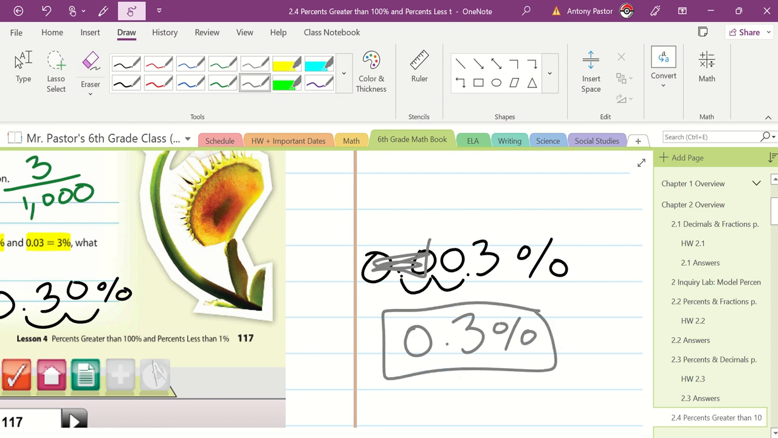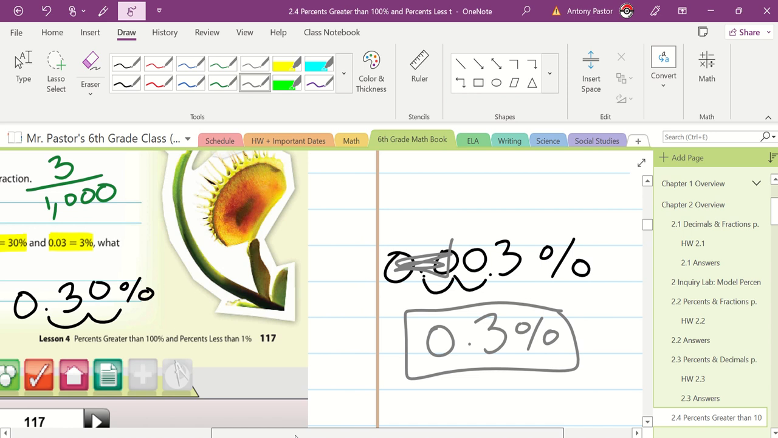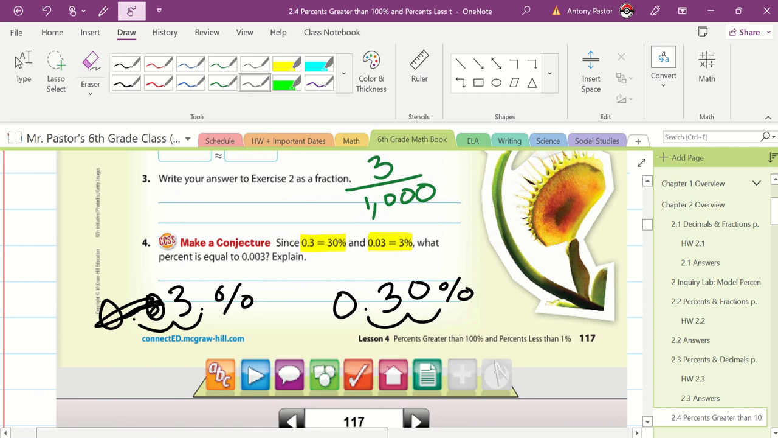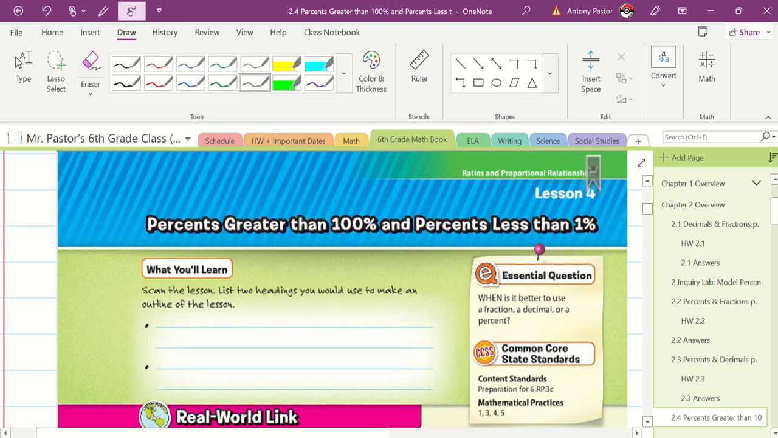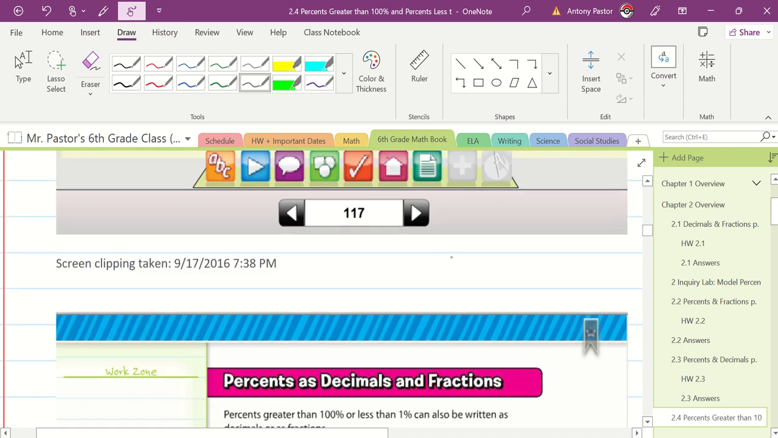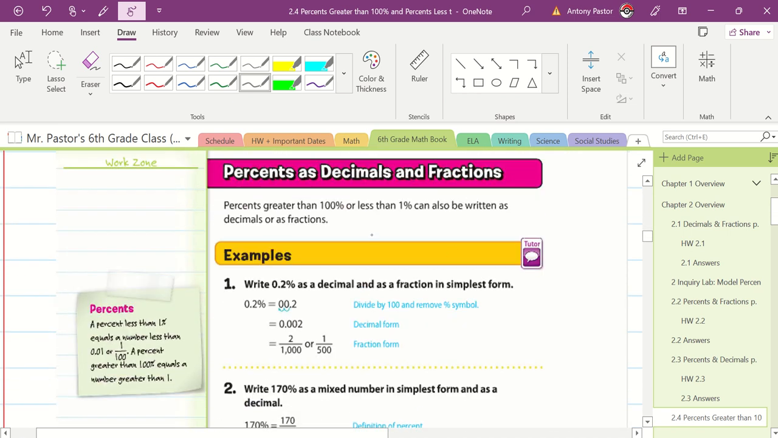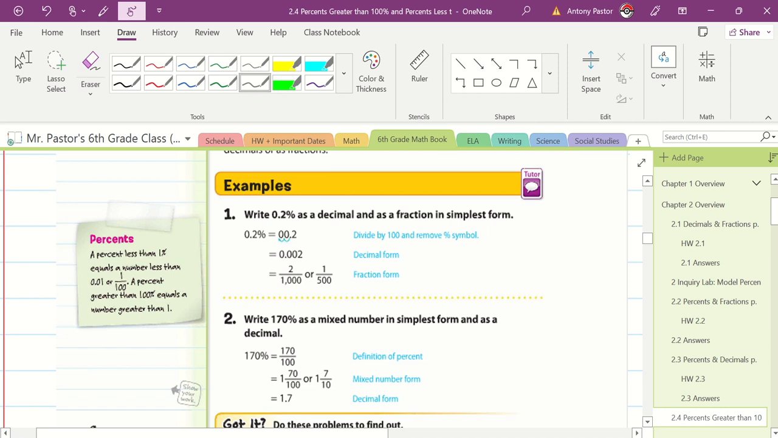So basically, explaining what we just did, out of all the plants in the world, less than 1% of those plants are carnivorous. It's actually around 0.3% of the plants on Earth are carnivorous. This is why we're talking about percentages less than 1%. Percents greater than 100% or less than 1% can also be written as decimals or as fractions. Write 0.2% as a decimal and as a fraction in simplest form.